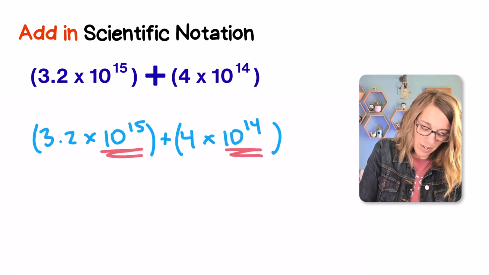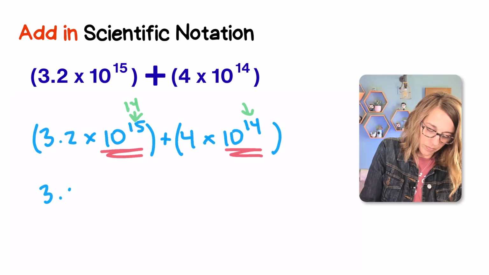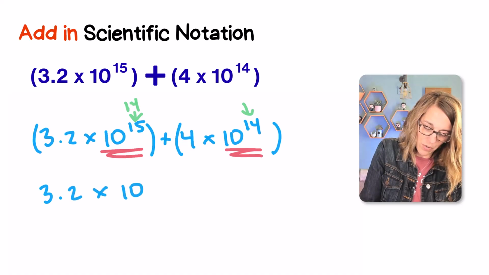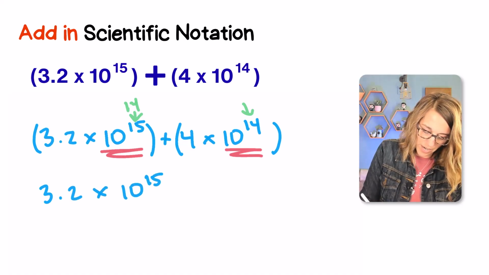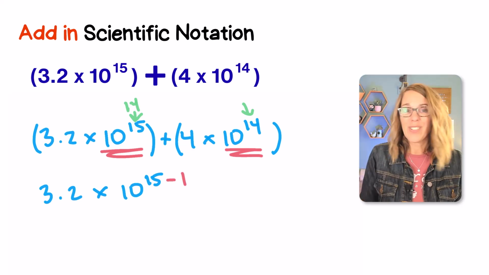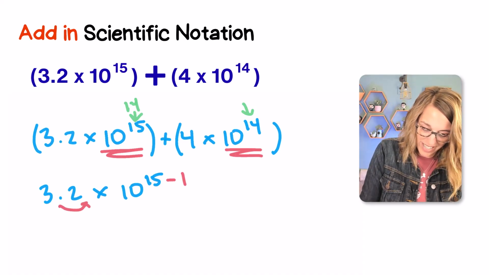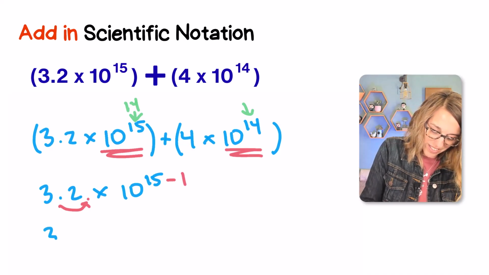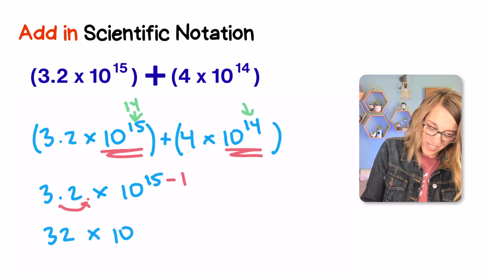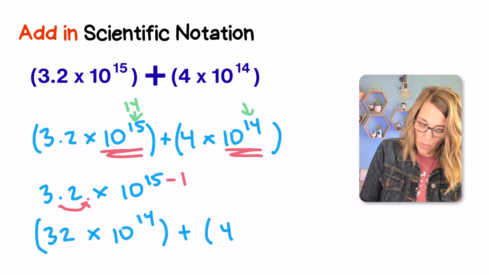I'm going to start with this one, and I really want to make this power here 14 to match the power that I've got here. So that means I'm going to take that 3.2 times 10 to the 15th, and I need to subtract a 1, which means that I'm making the power smaller. So I need to make my coefficient bigger. So to make it bigger, I'm going to move it one decimal place, giving me a 32. So I've got 32 times 10 to the 15 minus 1 is 14.